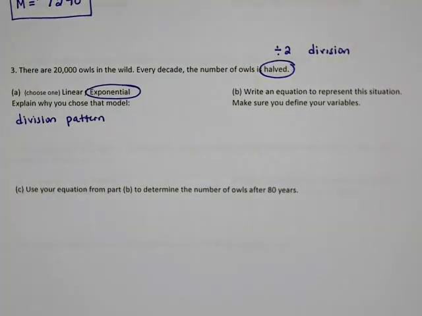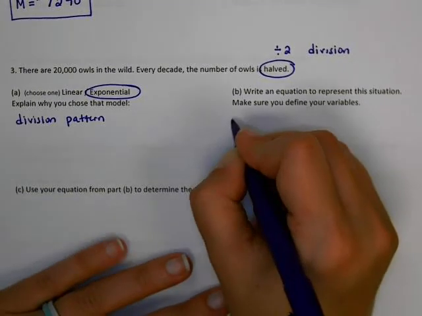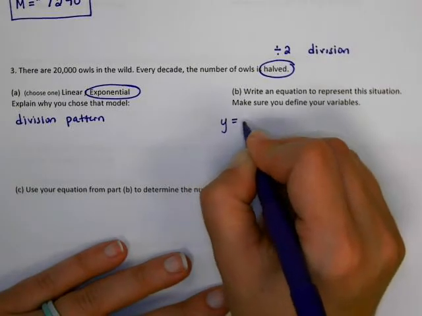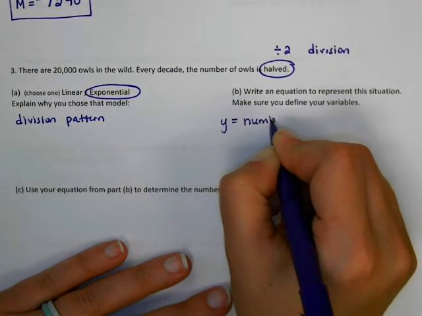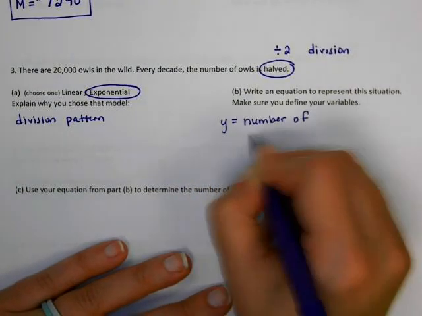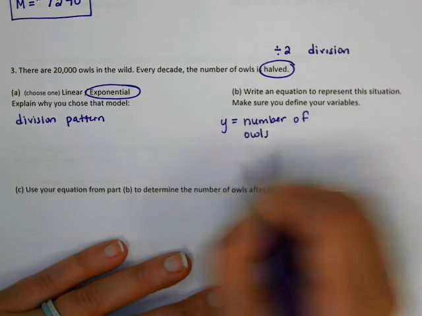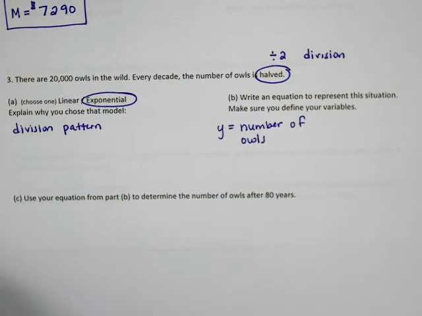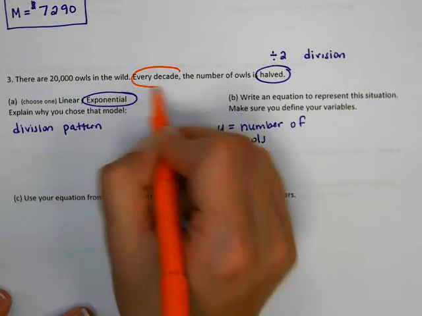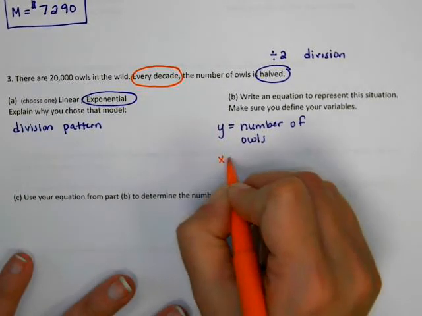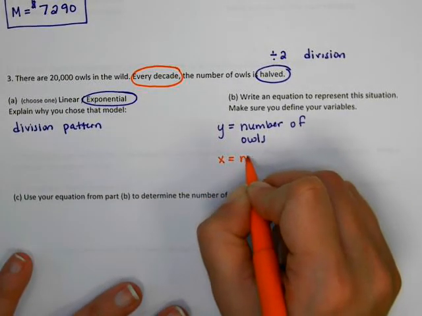So now what we're going to do is define our variables and then write an equation. Since I'm counting the number of owls, I don't necessarily want to use the letter O because it looks like a 0. So I'm just going to call it y this time and say that y represents the number of owls. x this time is going to be a decade because it says that the number of owls changes every decade.